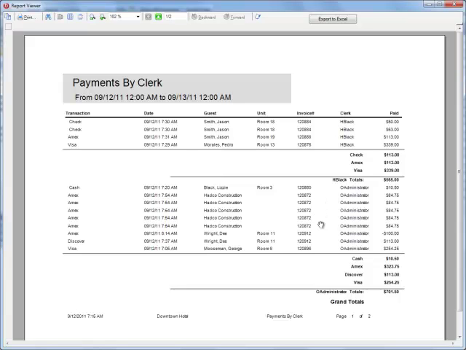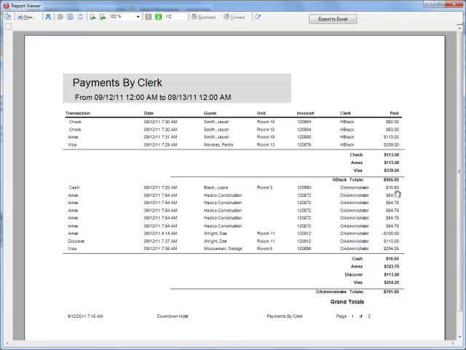The Payments by Clerk report is also a good place to turn to if you're trying to narrow down a problem or a mistake. The Payments by Clerk report also shows all payments made to direct bill accounts broken down by the individual invoices the payment was applied to.